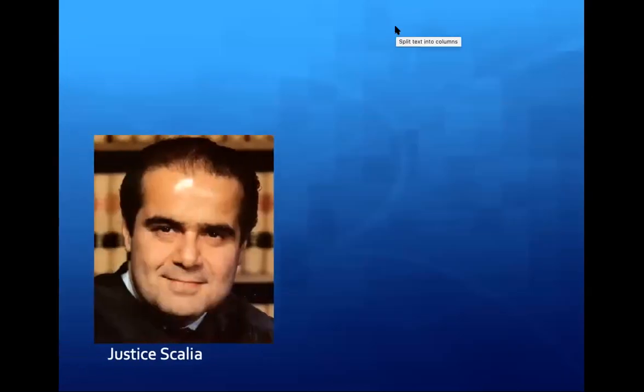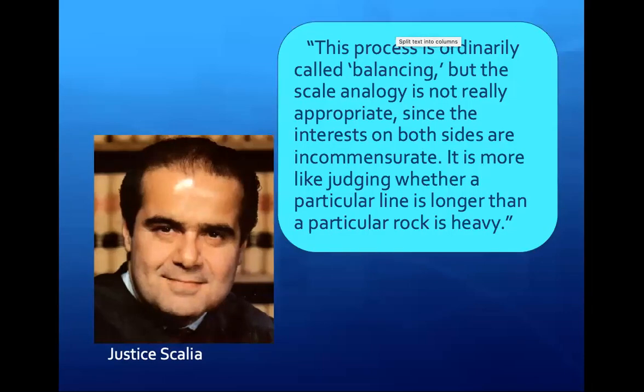In the words of Justice Scalia talking about the balancing of interests in Dormant Commerce Clause jurisprudence, he says, this process is ordinarily called balancing, but the scale analogy is not really appropriate, since the interests on both sides are incommensurate. It is more like judging whether a particular line is longer than a particular rock is heavy. Kind of thing that really makes you miss him sometimes.